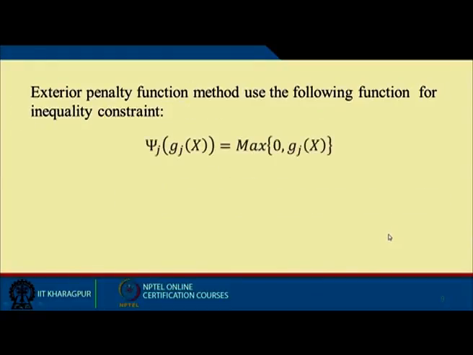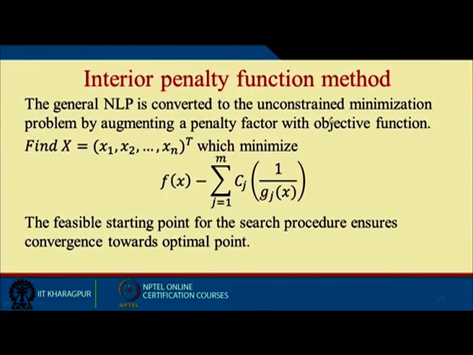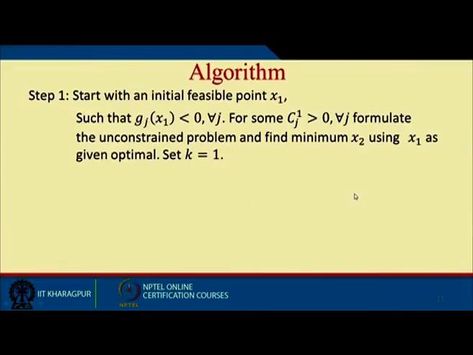And for the exterior penalty function method, we can have the max of 0 and gj(x) square, we can have the max of 0 and the modulus of gj(x), or we can consider it to the power p, where p is a positive integer. That is a general model for us, and this is in general the interior penalty function method.